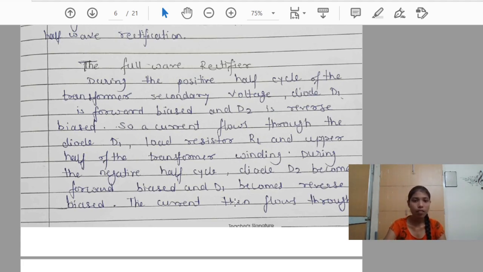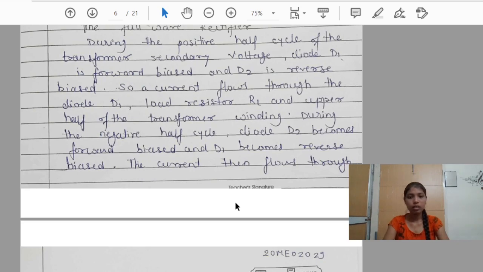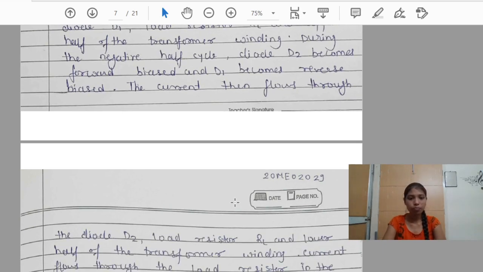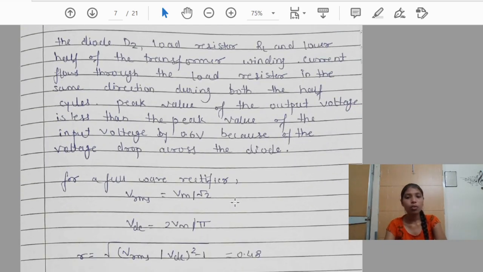During the negative half cycle, diode D2 becomes forward biased and D1 becomes reverse biased. The current then flows through diode D2, load resistor RL and the lower half of the transformer winding. Current flows through the load resistor in the same direction during both the half cycles. The peak value of the output voltage is less than the peak value of the input voltage by 0.6 volt because of the voltage drop across the diode.